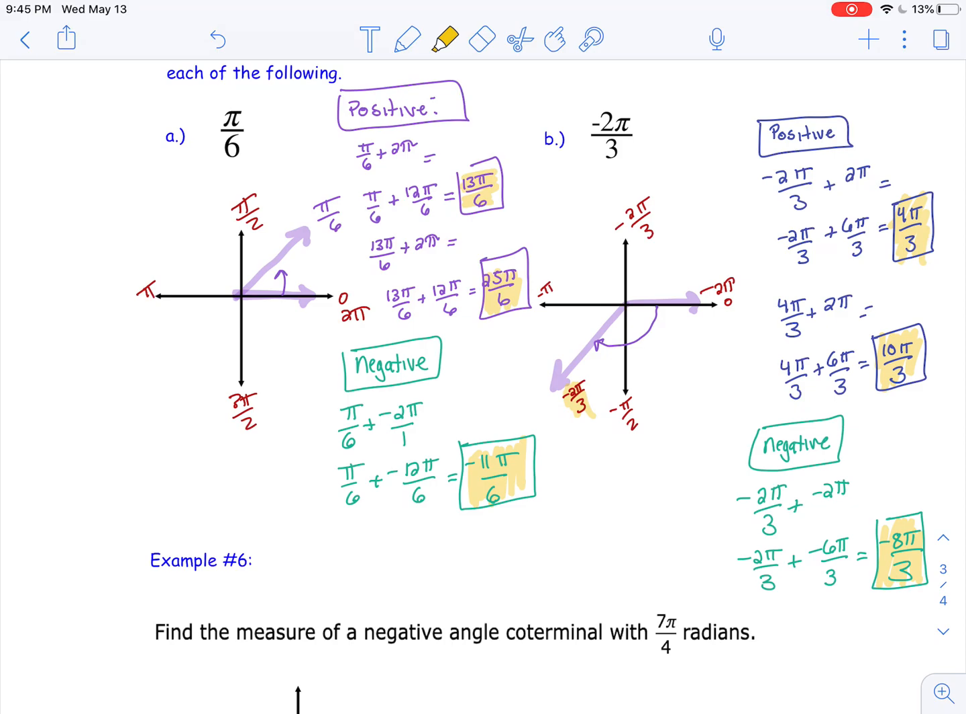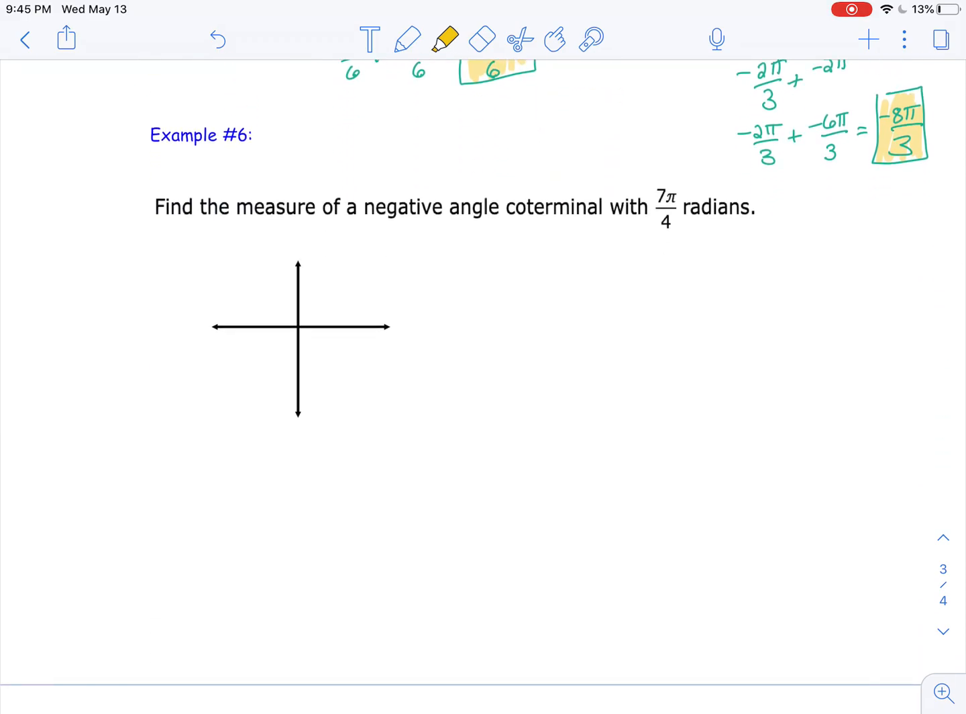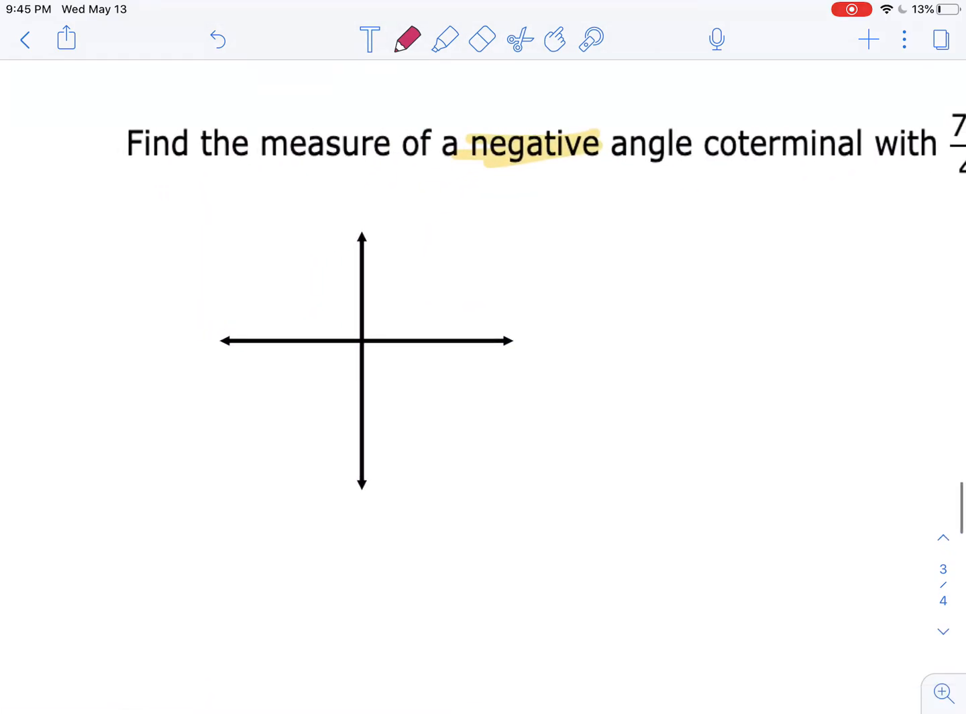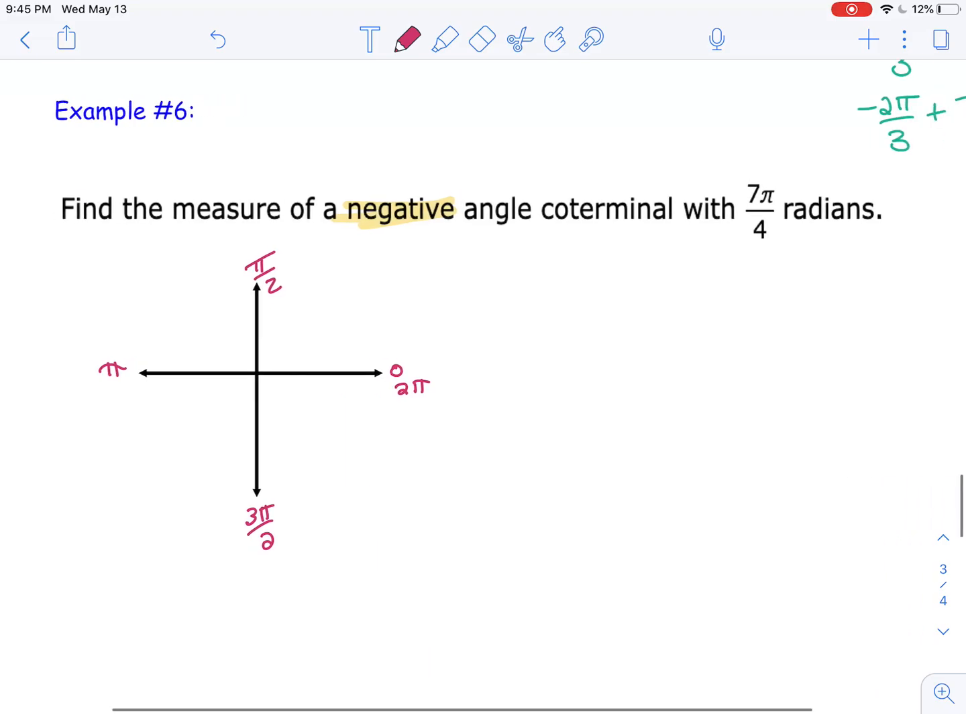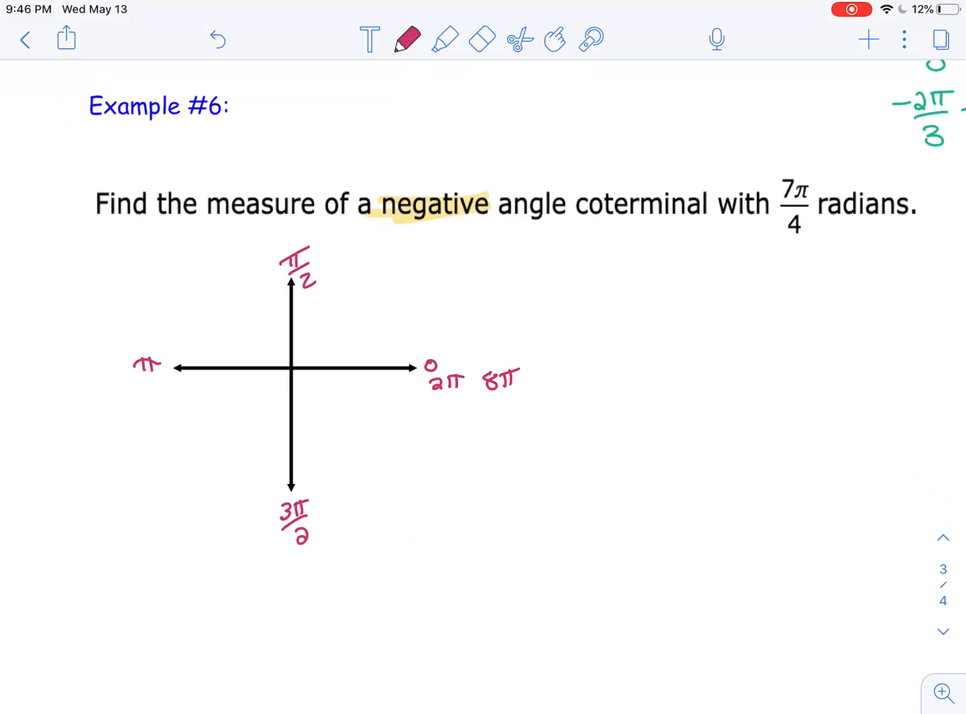So we have a couple more examples with radians. Find the negative angle coterminal with 7 pi over 4. So I first like to look at where 7 pi over 4 is. So we start at 0, pi over 2, pi, 3 pi over 2, 2 pi. So 7 pi over 4 is going to lie in the fourth quadrant because we can think of 2 pi as 8 pi over 4.